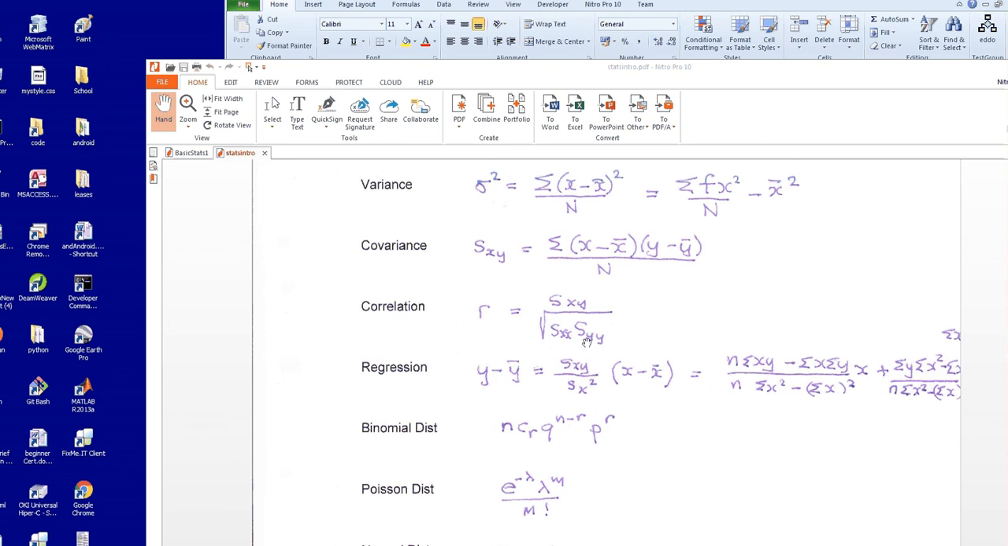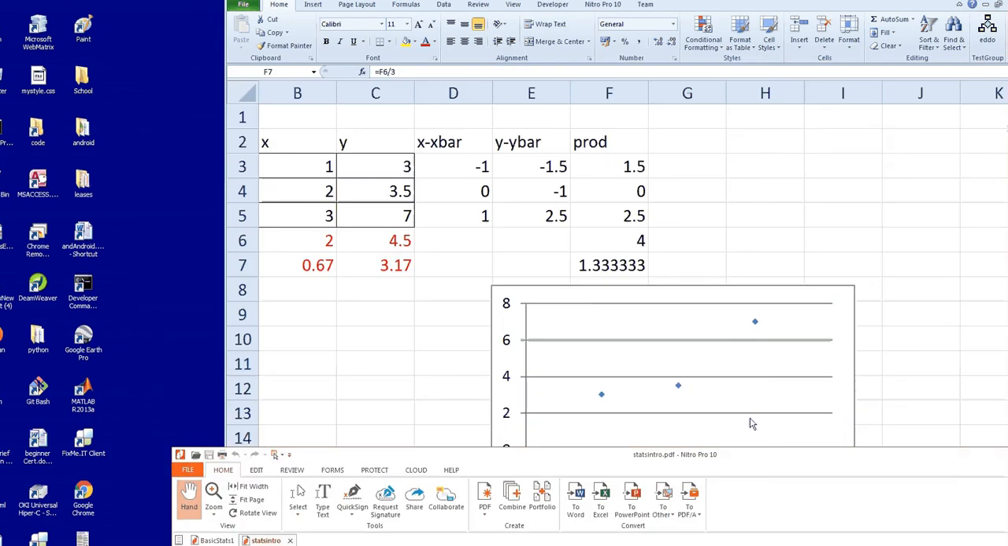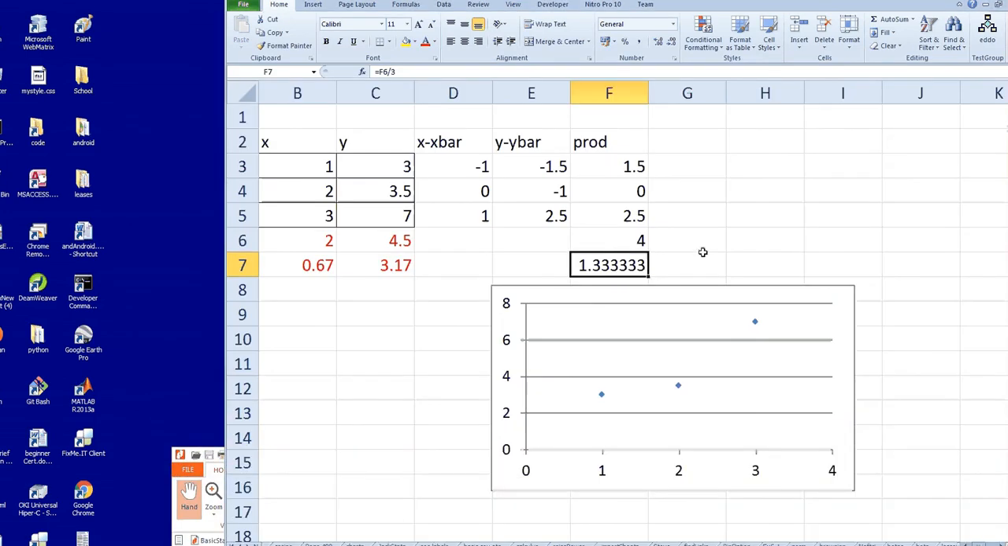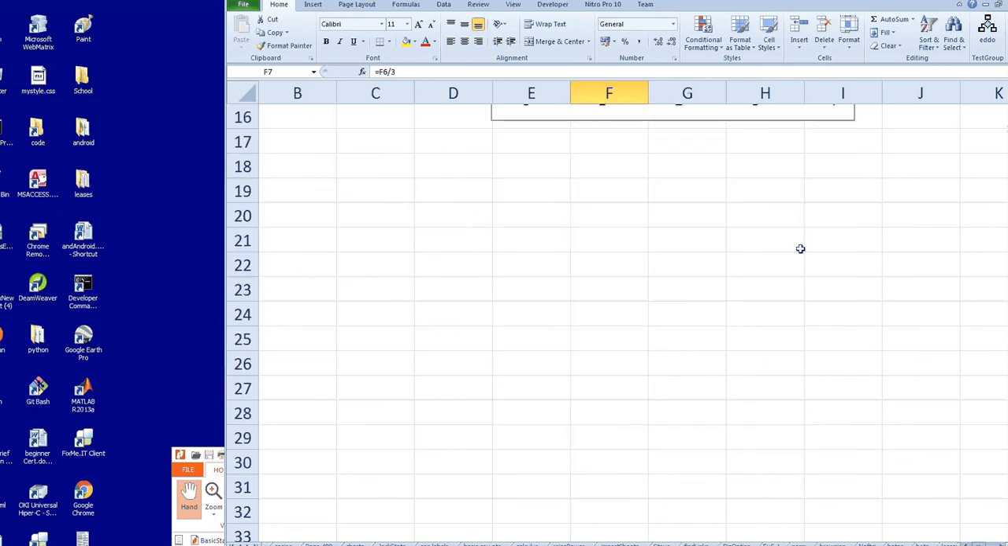In the previous video we talked about covariance, that being the formula subtracting the mean from each element for x and y. Now we're going to talk about the correlation coefficient. When we found the covariance, in this case 1.33, it's a relative number.